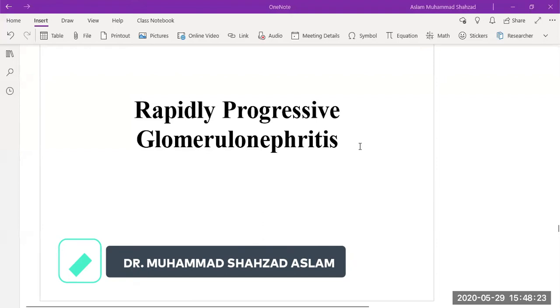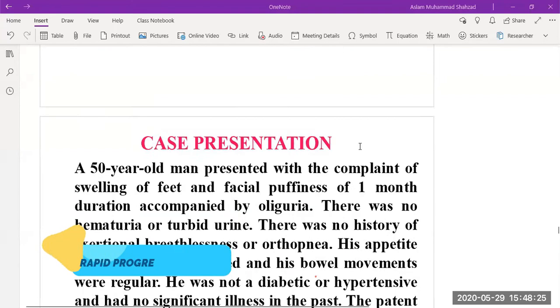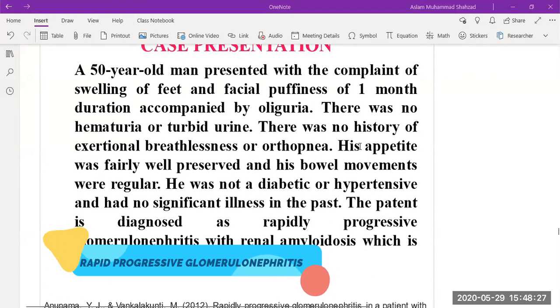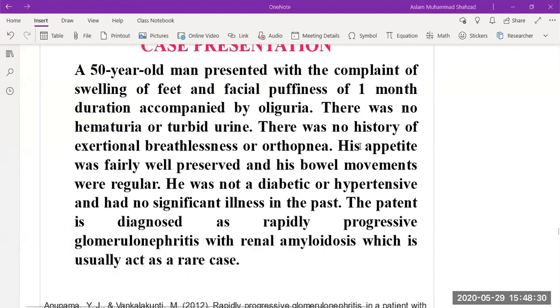Today we are going to discuss rapidly progressive glomerulonephritis, and I'm presenting the case of a 50-year-old man who presented with a complaint of swelling of feet and facial puffiness of 1 month duration accompanied by oliguria. There was no hematuria or turbid urine. There was no history of exertional breathlessness or orthopnea. His appetite was fairly well preserved and his bowel movement was regular. He was not a diabetic or hypertensive and had no significant illness in the past.